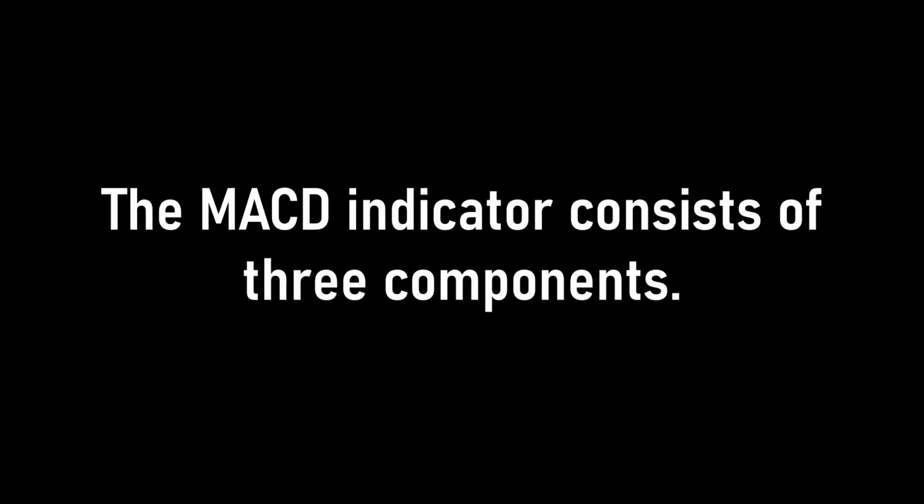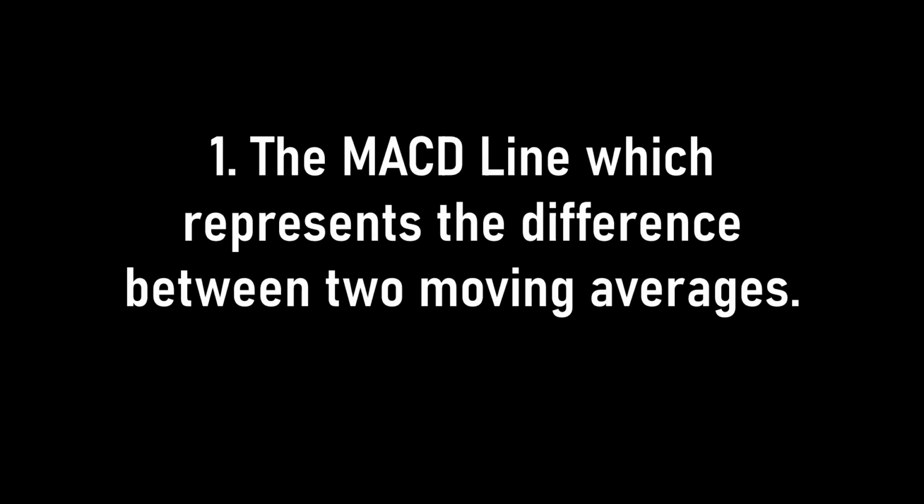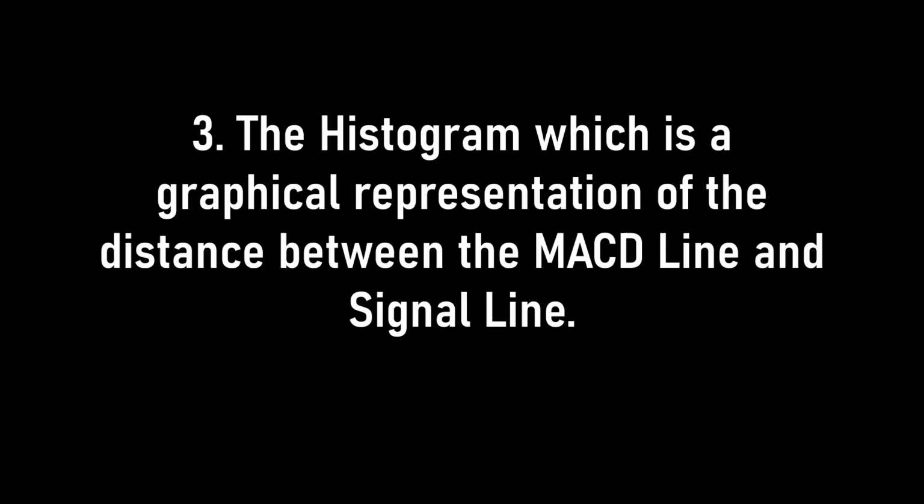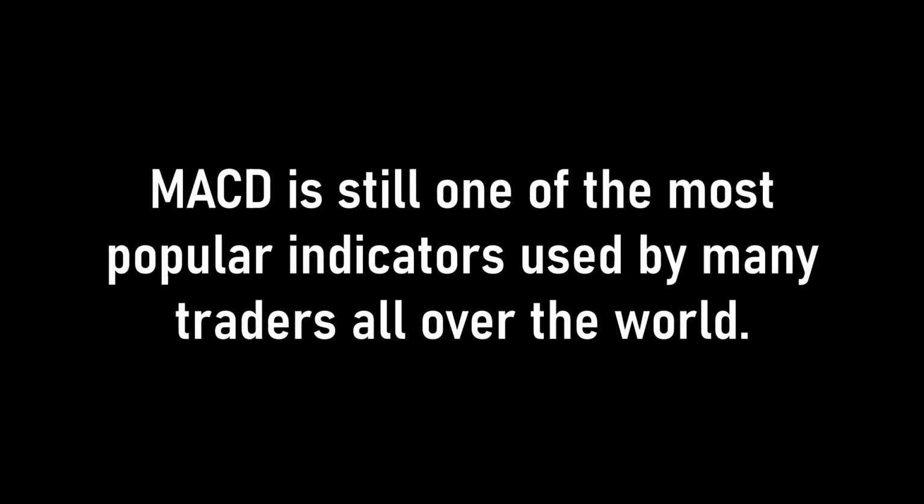Now let's review what we have learnt in this lesson. The MACD indicator consists of 3 components. 1. The MACD line, which represents the difference between 2 moving averages. 2. The signal line, which is a moving average of the MACD line. 3. The histogram, which is a graphical representation of the distance between the MACD line and signal line. I hope you now can understand what MACD is and how you can use it in your trading. MACD is still one of the most popular indicators used by many traders all over the world.